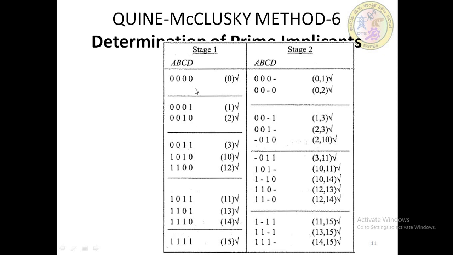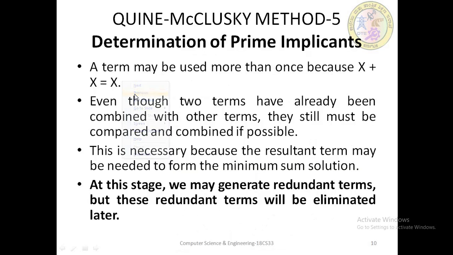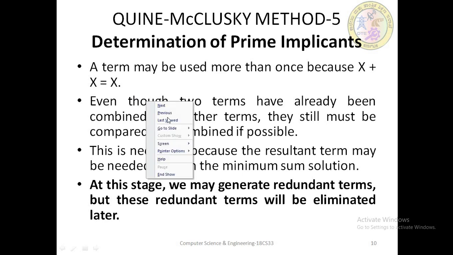Also, when comparing, we should compare only the adjacent cells. If we take these as different groups, 0, 1, first group, second group, third group, fourth group, fifth group, we should always compare adjacent ones. That means the first group should be compared only with the second group, and the second group only with the third group. We should not compare the first group with the third group. That's one of the main rules we will see in the Quine-McCluskey method.